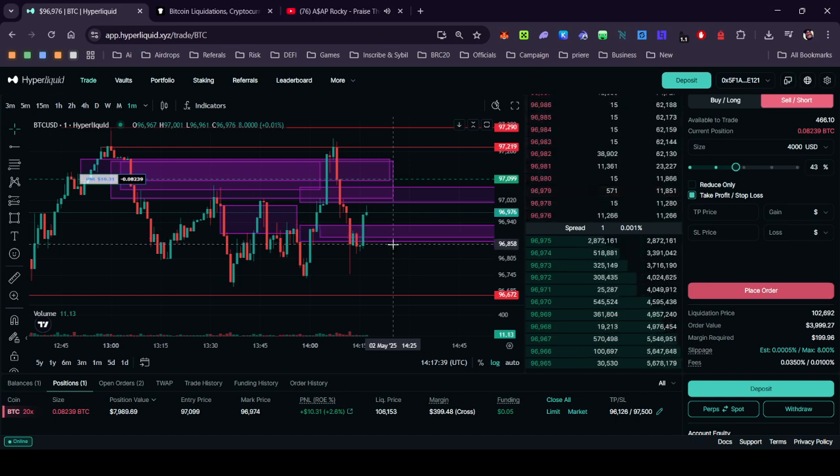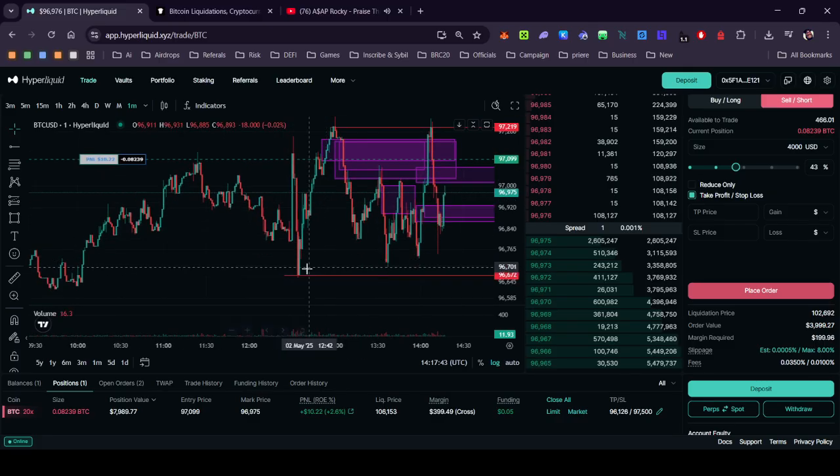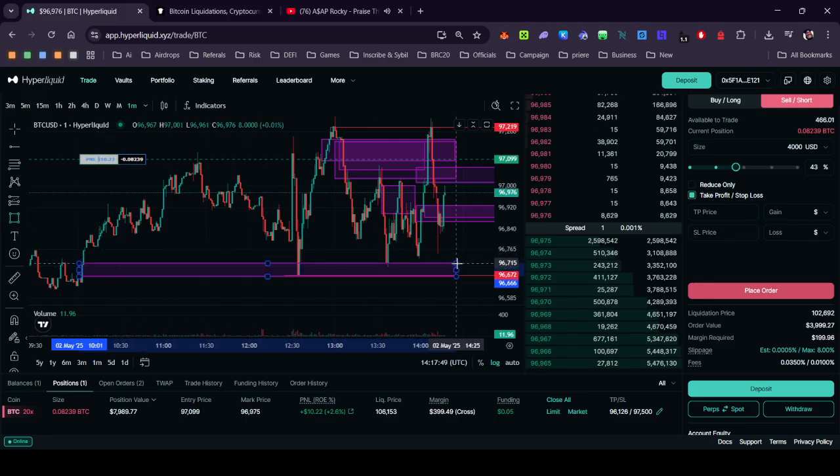Fair value gap is very strong. Fair value gap very strong. Fair value gap strong as hell. There you go.